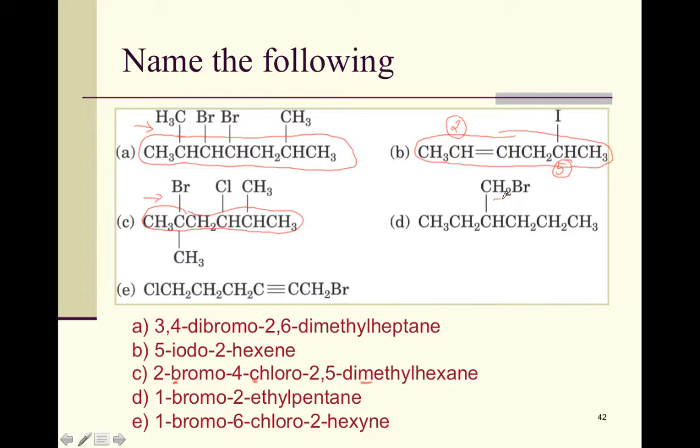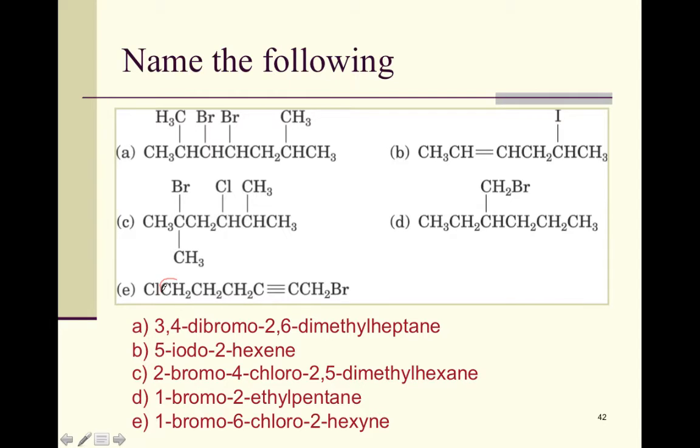Letter D, you need to find the simplest way to name it. In this case, we have to have our longest chain include this bromo. That means this is going to be an ethyl group. So the name of this one would be 1-bromo 2-ethylpentane. All right, I want you to see this. This is a chloro, not a carbon. This is another formatting issue where if we were to be very quick, we might mistake this for a carbon.